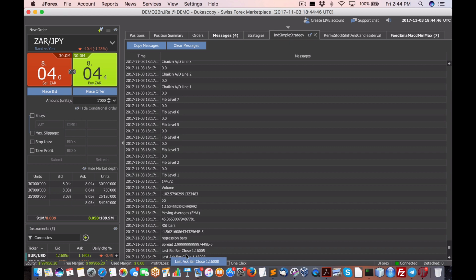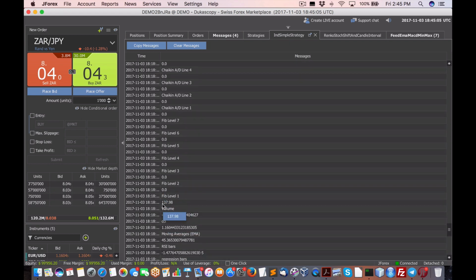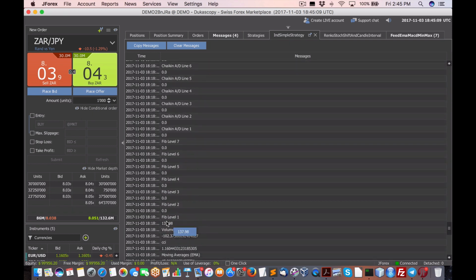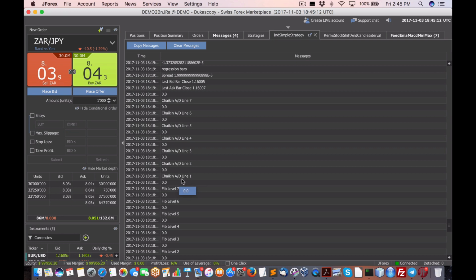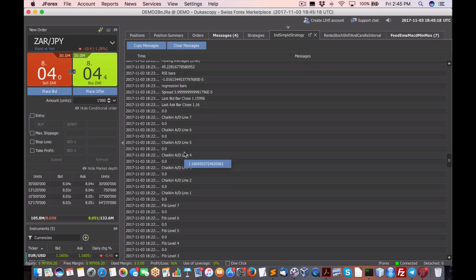It prints out the last bid, ask, the spread, and then the regression, the RSI, and the moving average using the EMA. I'm also measuring the CCI, the Commodity Channel Index, and obviously volume. I'm also testing out Fibonacci levels. For whatever reason, the first one gets displayed. I'm also using Chaikin A/D, an A/D line, and these are displayed every minute.